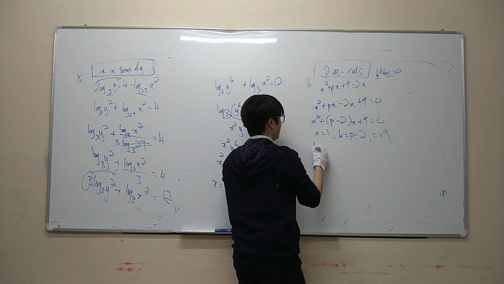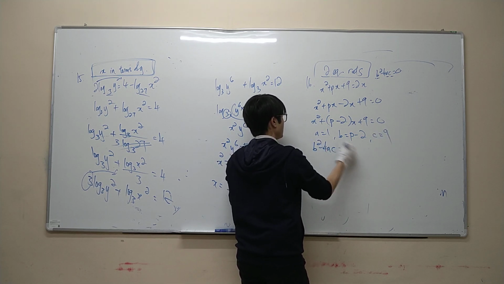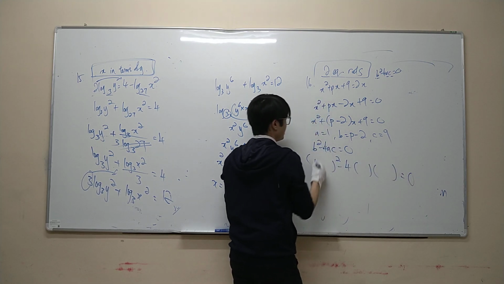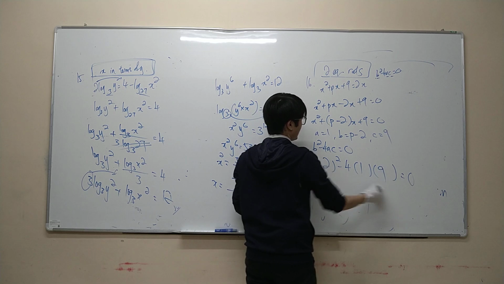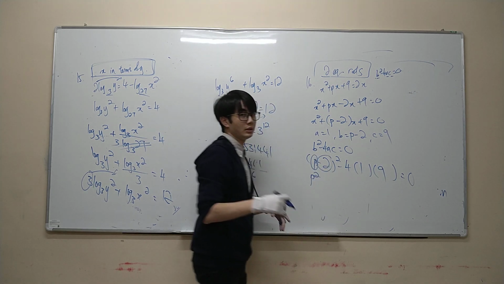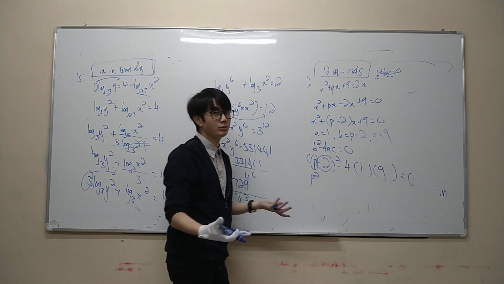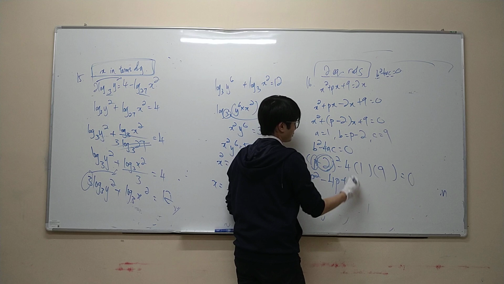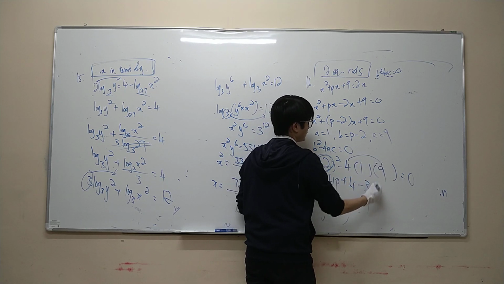And now you can use the formula B squared minus 4ac equals 0. So bracket. What is your B? P minus 2. What is your A? 1. What is your C? 9. P minus 2 squared is P squared. And then you take P times negative 2. P times negative 2 is negative 2p. And don't forget to times 2. So negative 4p. And then you take negative 2 squared is plus 4. Negative 4 times 9 is negative 36 equals to 0.